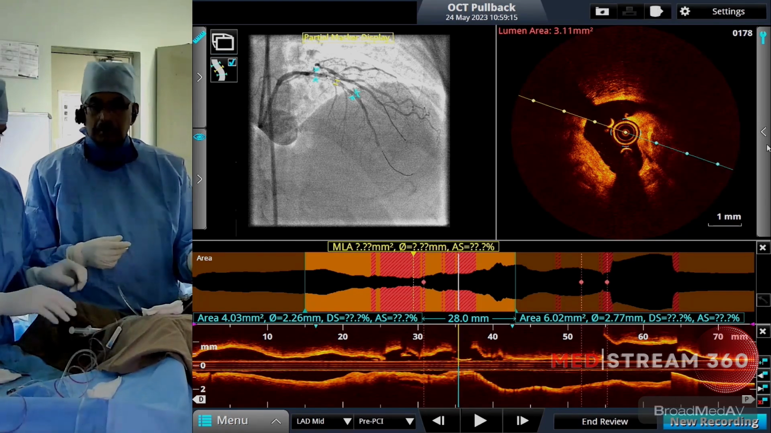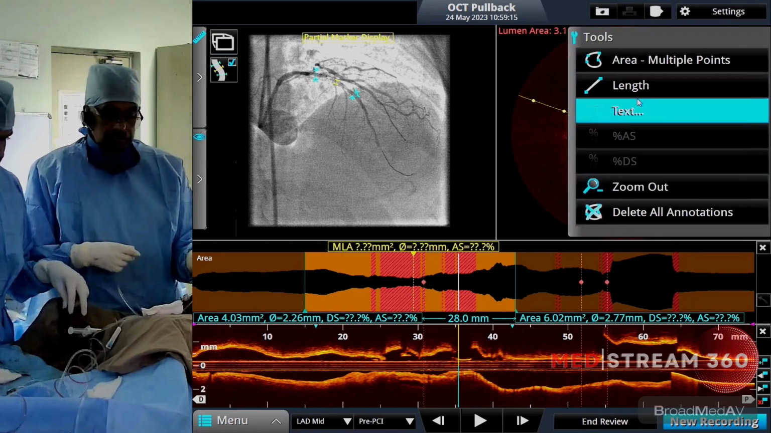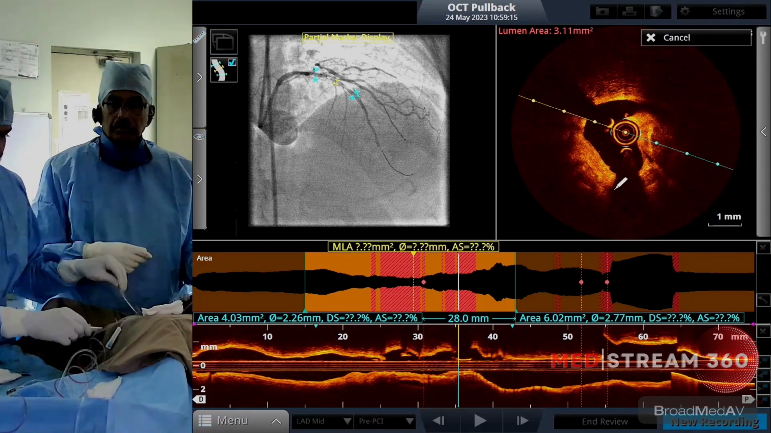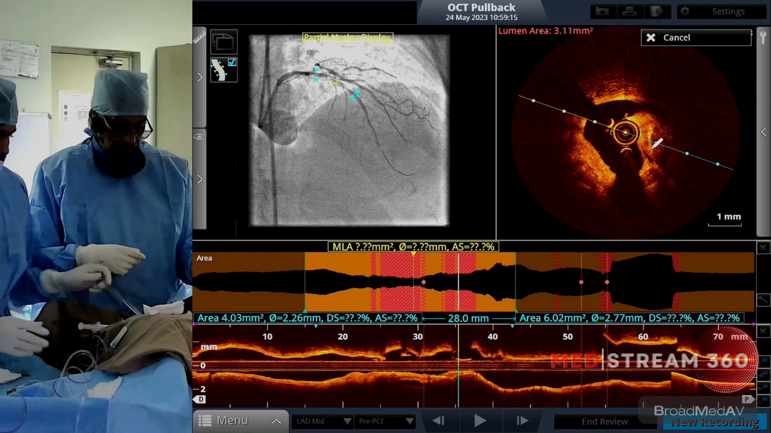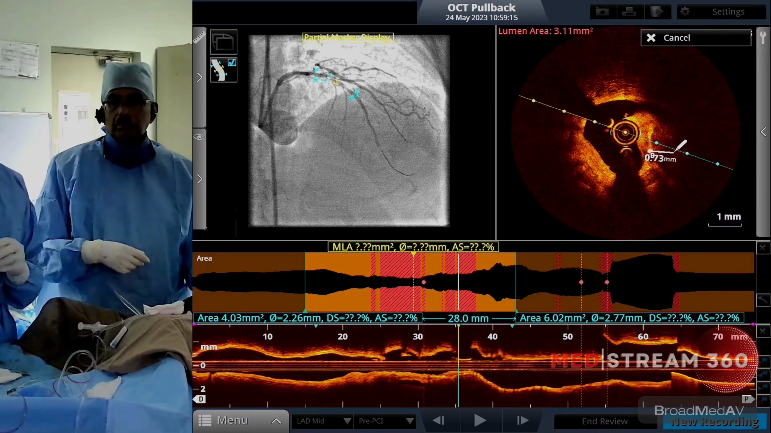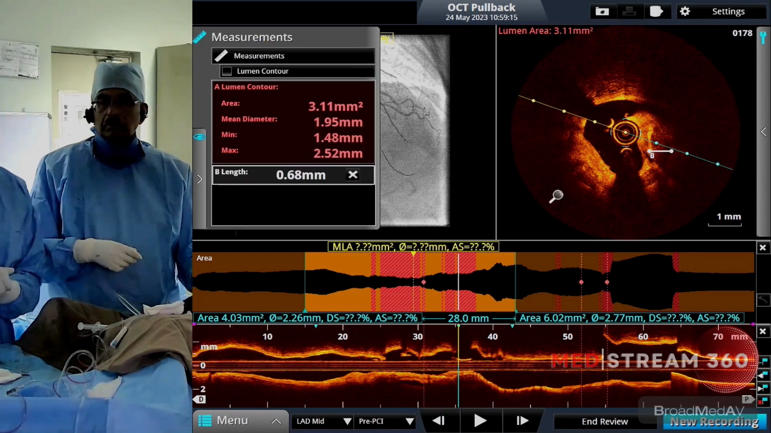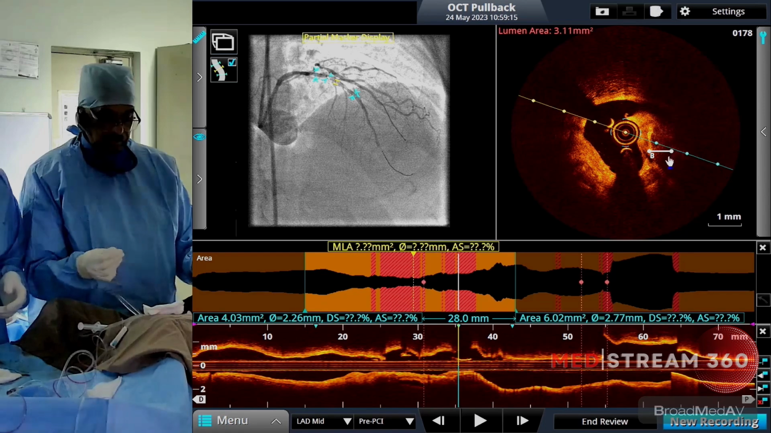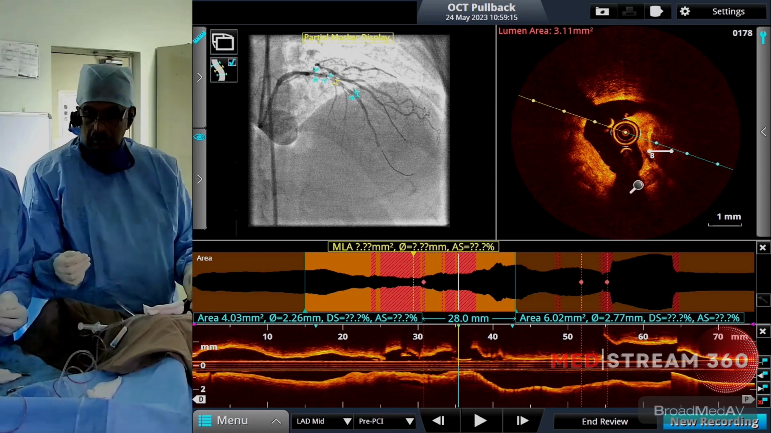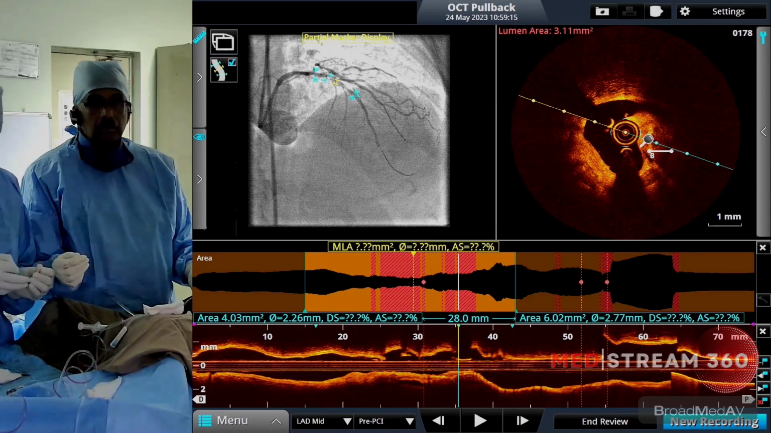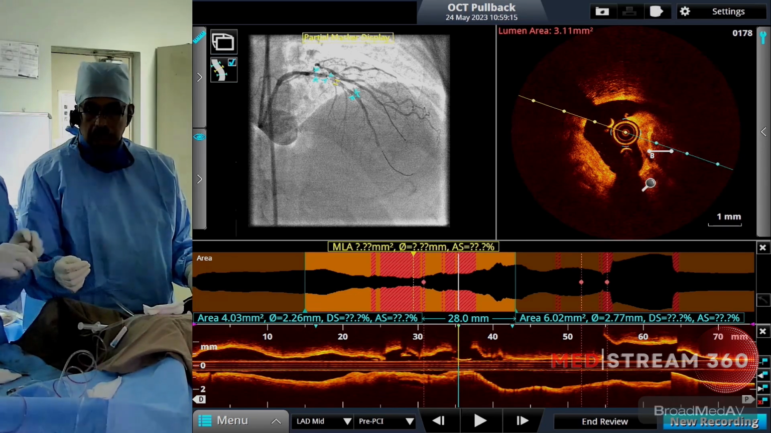So at this portion, we can see the calcium from 3 o'clock to 6 o'clock. But this is spotty calcium. The thickness of the calcium is 680 microns. But the calcium arc is not 270 degrees, and it is more deeply situated calcium. Hence, no further calcium modification is required.